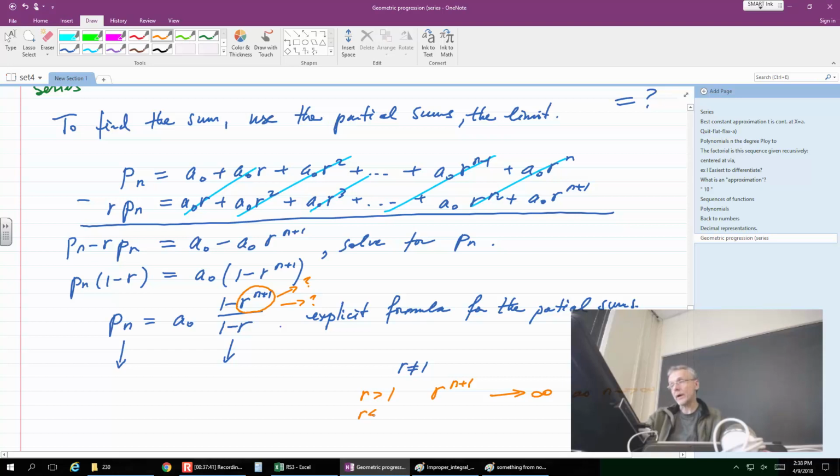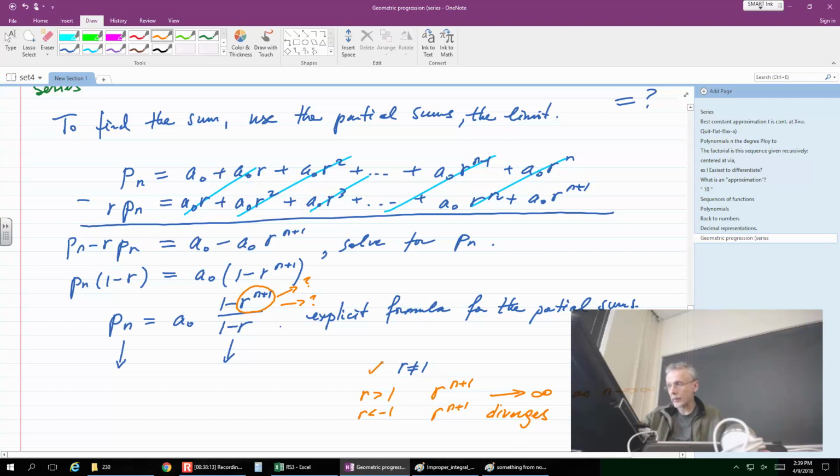If R is less than -1, we're pretty much in the same place. Only it might be worse, because if you have a negative number and you keep multiplying it by itself, not only does it go to infinity, it also alternates signs. So instead of going like this to infinity, it goes like this. It goes to both infinities at the same time, which is really bad. It diverges badly, so we just throw it out.